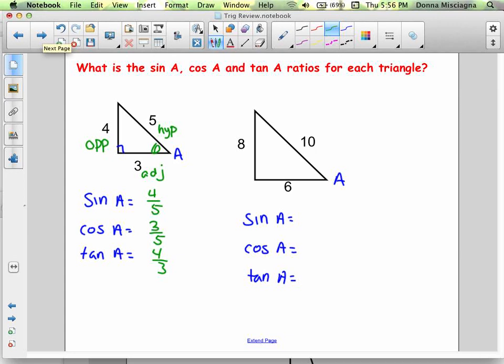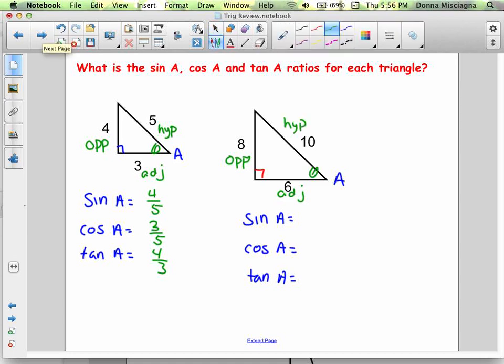Let's do the same thing with the other triangle. There's our angle of reference. Opposite angle A is the side marked with an 8. 6 is adjacent. It's next to angle A. And oops, somewhere the right angle sort of disappeared, but that's where it goes. And opposite the right angle is 10, and that is the hypotenuse.